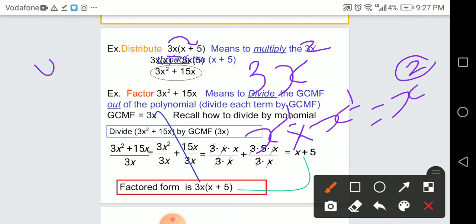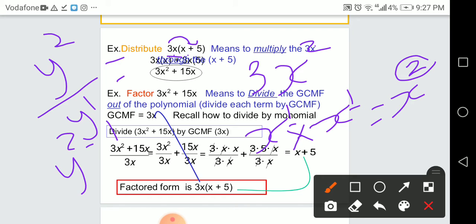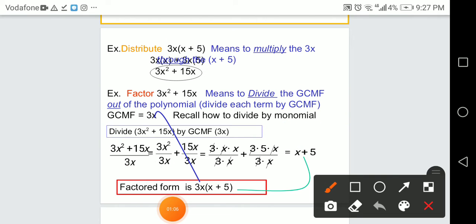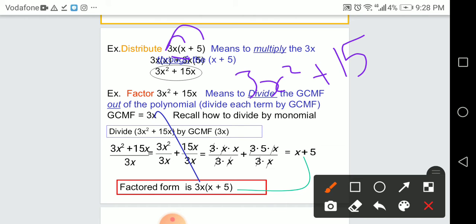And I told you in the previous video, y power 2 divided by y power 1 gives me what? Y power 2 minus 1, it's just y power 1, which is just y. Keep it easy like this. So the first one is 3x to the power 2, when I multiply 3x by x. Then 3x multiplied by 5, 3 multiplied by 5 equals 15. 15x. This is what we call distribute, if he asks me to distribute.